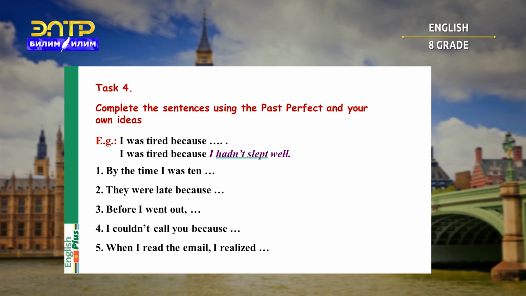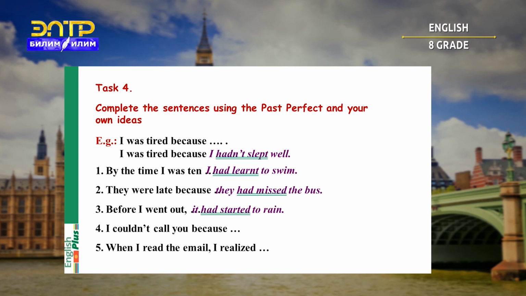Now, let's see what sentences you have. I will read my own sentences. The sentence number 1. By the time I was 10, I had learned to swim. Sentence number 2. They were late because they had missed the bus. Sentence number 3. Before I went out, it had started to rain.